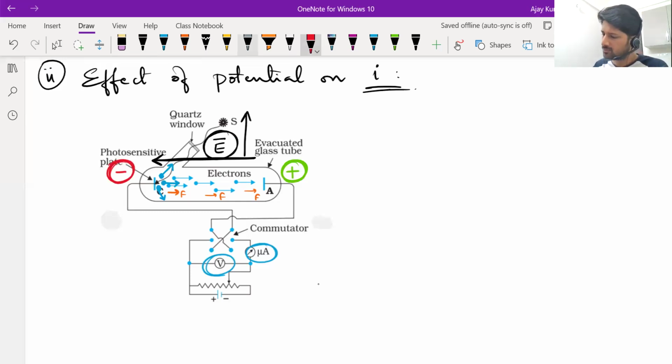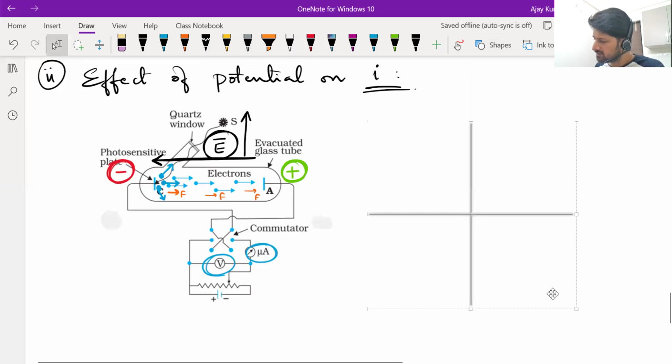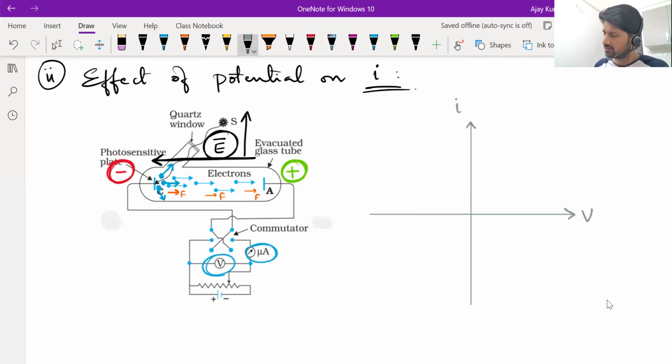When the collector potential is positive, means when collector is at high potential, it was found that as you increase the potential, okay, on x-axis we have potential, collector potential. On y-axis we have the photocurrent. Okay. As you increase the collector potential, the current increases, photocurrent increases, because electrons which are emitted in random directions are also forced to move towards the collector. So that will increase the amount of current in the circuit.